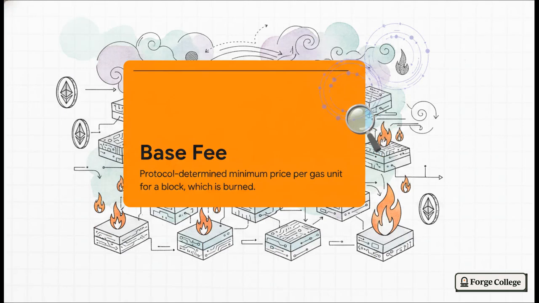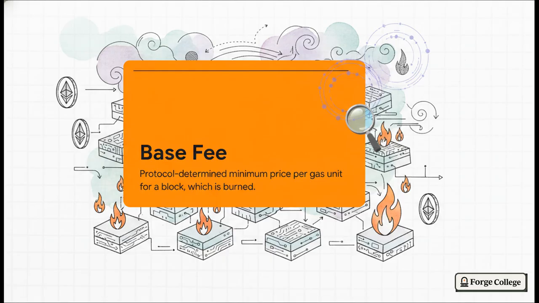The foundation of it all is the base fee. This is an algorithmically determined minimum price per gas unit for the entire block. Think of it as the network's strict reserve price at any given exact moment. And what's super fascinating here is that this fee doesn't even go to the validators. It actually gets completely burned by the protocol. It's permanently removed from circulation, which acts as a deflationary mechanism for Ethereum itself.